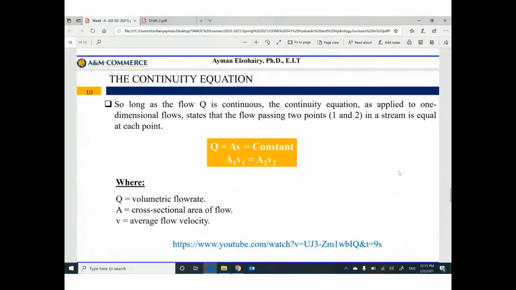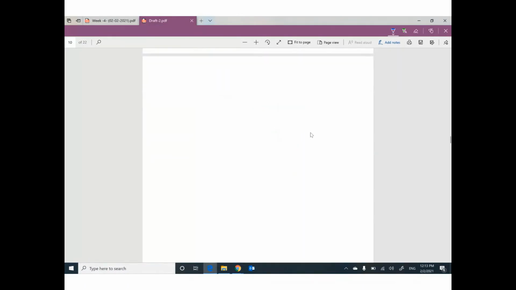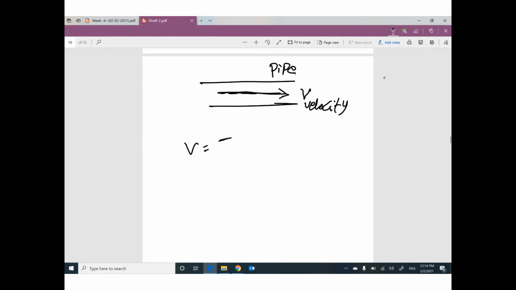Let's start to talk about the continuity equation. But before the continuity equation, I need to highlight something. We understand if you have a pipe and we have flow, this flow has a velocity. This velocity can be a number meter per second or a number feet per second. What does it mean?